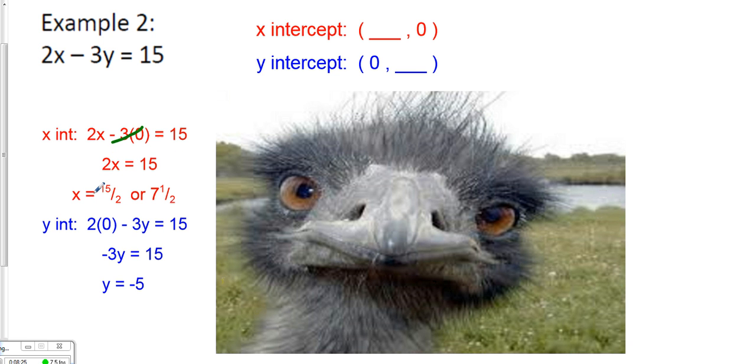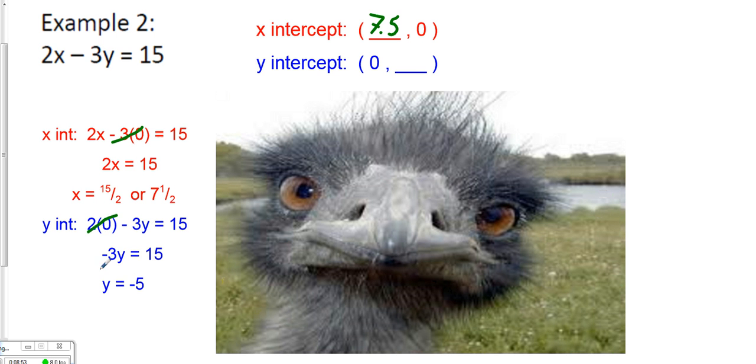You can either say x equals 15 halves, because 15 over 2, or if you'd like it as a mixed number, you would do 7.5. Or I guess you can call it 7.5, whichever one works best for you. You know what, just because I don't have this one written on there, I'm going to call it 7.5 as the decimal version.